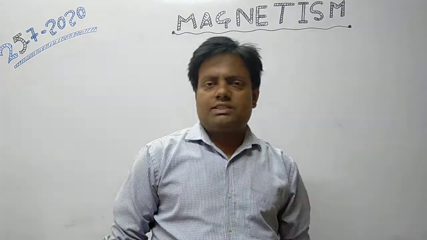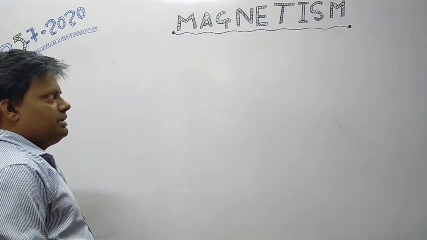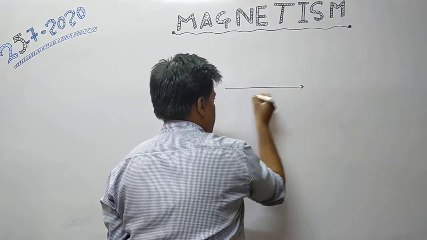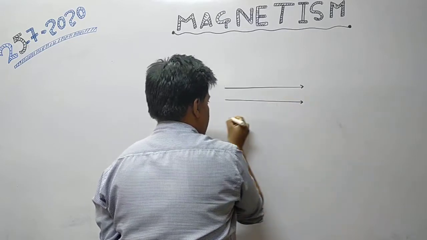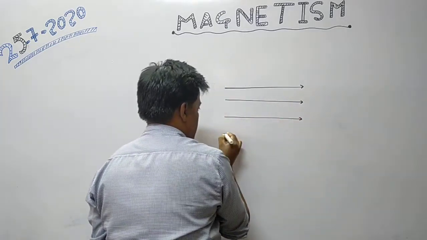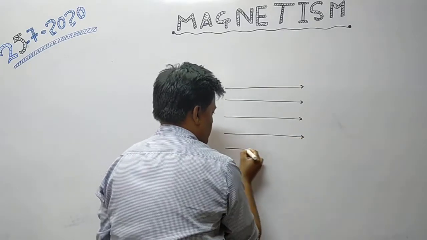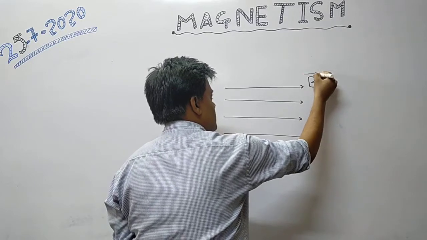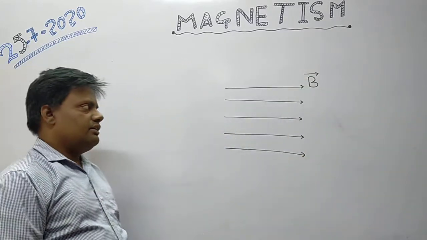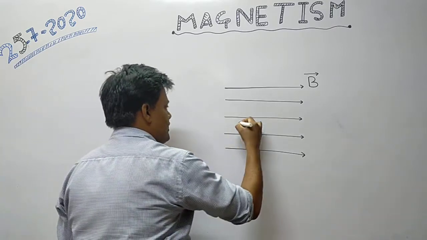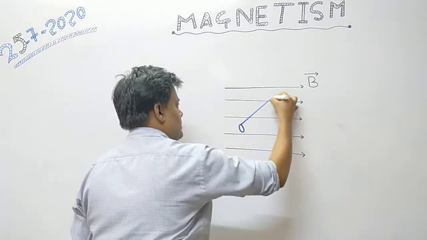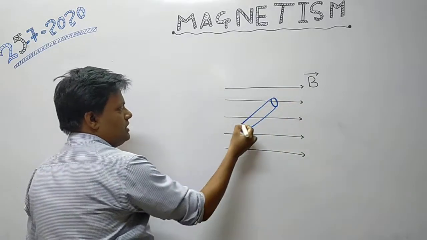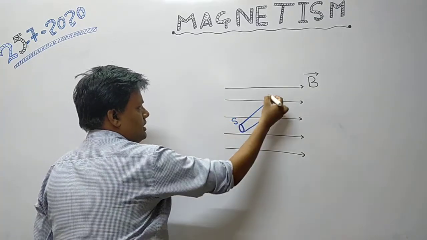Good morning everyone. Today we will discuss torque on a magnetic dipole. First of all, you have to make a uniform magnetic field. This is the uniform magnetic field. In this magnetic field, we kept a magnetic dipole. This is the south pole, this is the north pole.